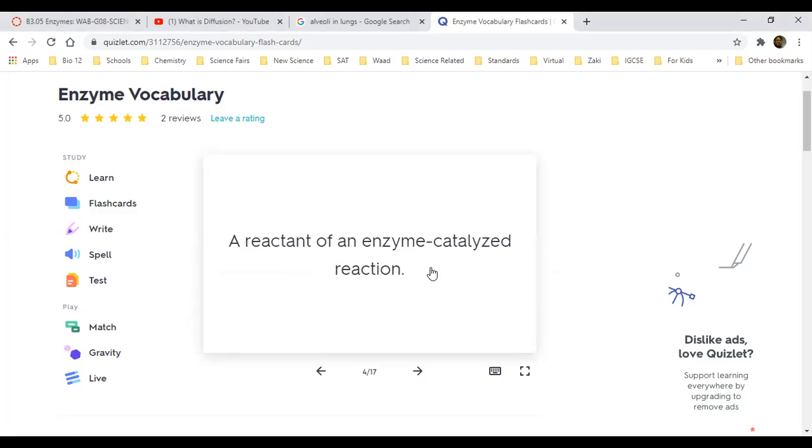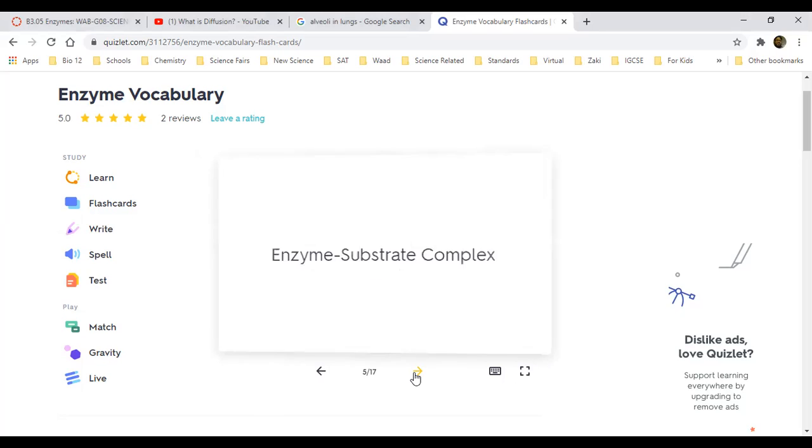A reactant of an enzyme catalyzed reaction. Yes. So enzyme substrate complex, we didn't do this, so let's leave it. Product. Yes. What is a product? Abdurrahman, Tudsi or Mansoor. So we'll start with Mansoor.